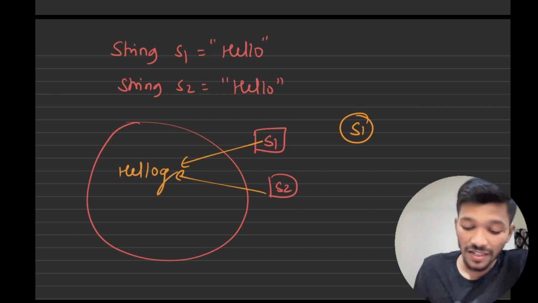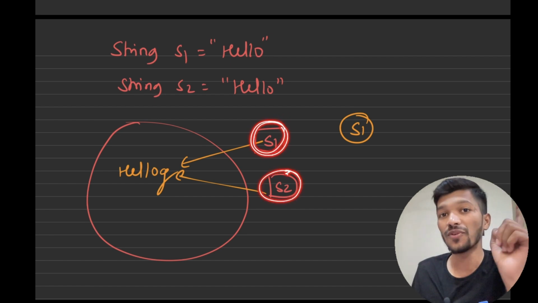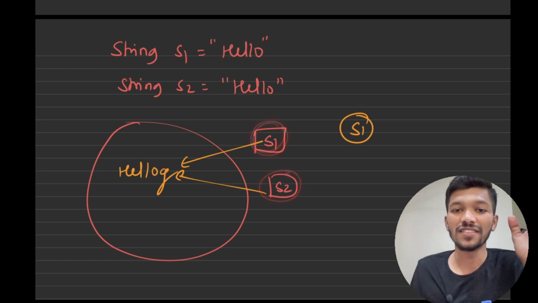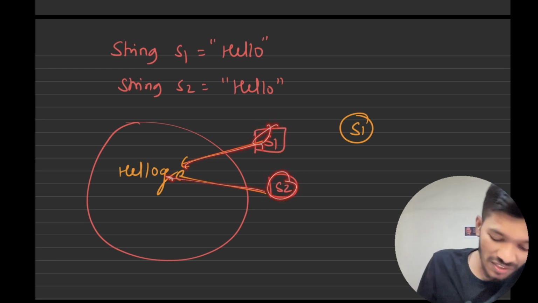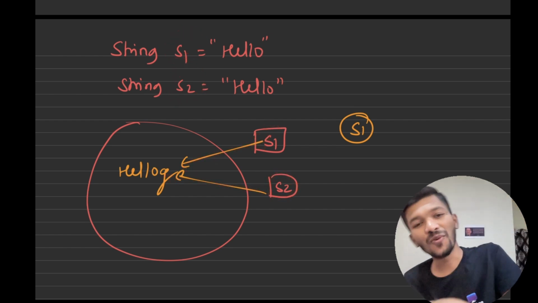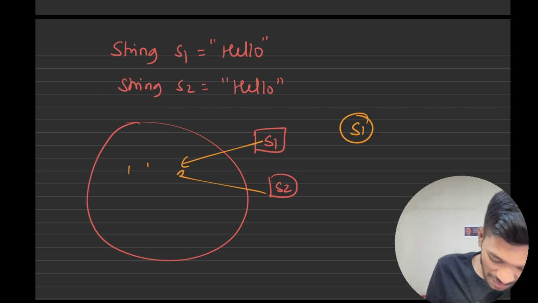Let's suppose my original string got modified to this one. Now the changes are made with the help of S1, but S2 wanted the original copy. S2 doesn't want those changes. Only S1 wanted them. But both are pointing to the same string, so the changes will be reflected in both S1 and S2. In order to avoid this, the original string does not get changed. If I erase this, my original string will remain as it is, that is hello.